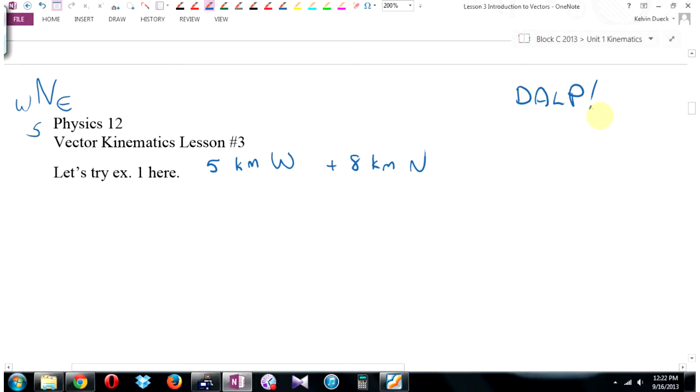What does DULP stand for, those of you that have had me before? Draw a little picture. Vectors in particular, I never try doing in my head, unless they're in a nice straight line with each other. Okay, then maybe I'll let one direction be positive, one direction be negative. But if they're at angles, I'm drawing a picture.